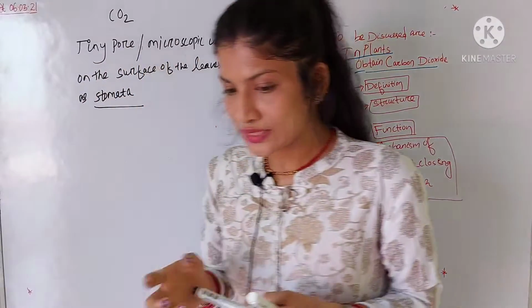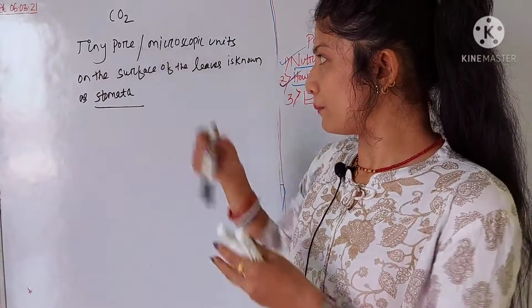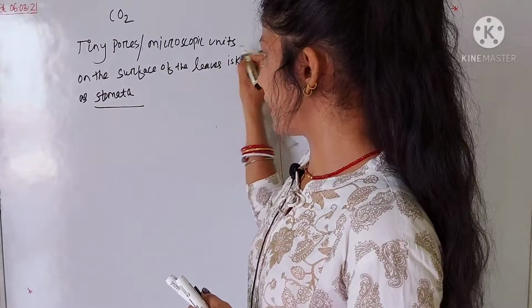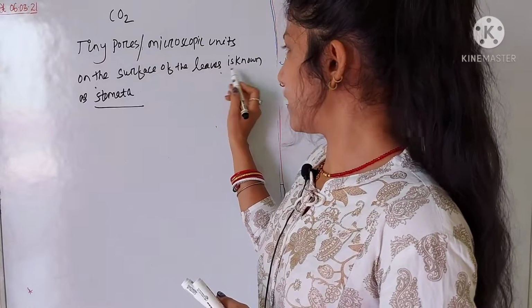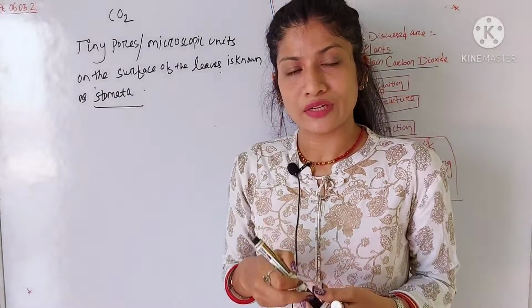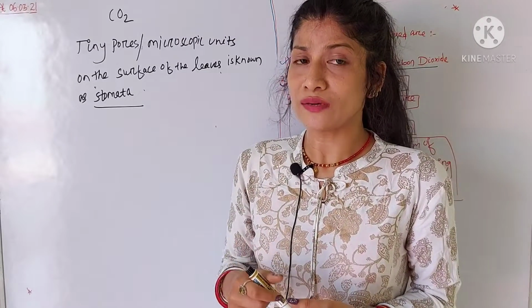So carbon dioxide enters into the leaf with the help of tiny pores, or the microscopic units, which are present on the surface of the leaves, known as stomata. Okay, so due to the presence of stomata, carbon dioxide enters on the surface of the leaf.